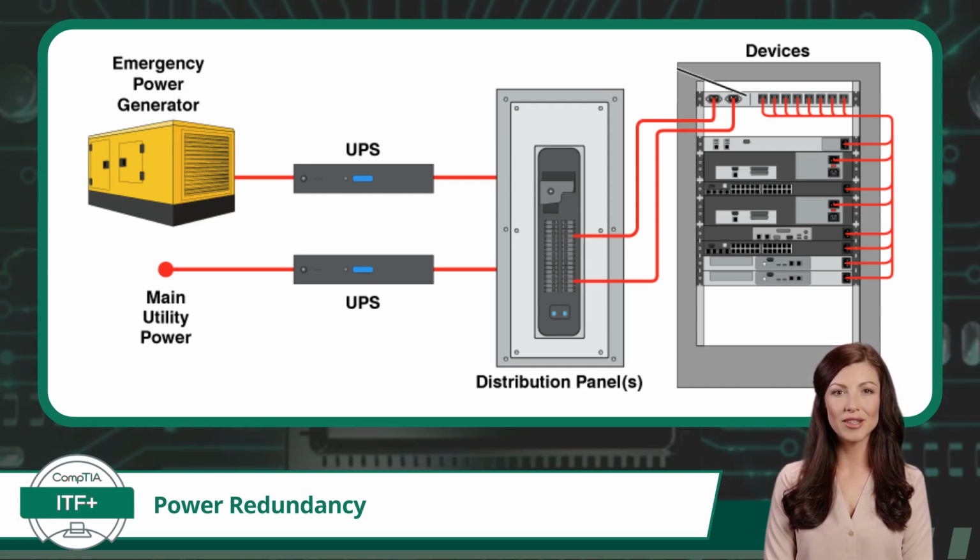One of the primary ways to achieve power redundancy is through redundant power supplies. Consider a server in a data center. Instead of relying on just one power supply, which could become a potential point of failure, the server is equipped with 2 or more power supplies. If one fails or encounters an issue, the other takes over, ensuring the server continues its operations without interruption.